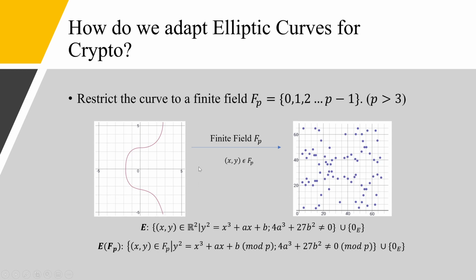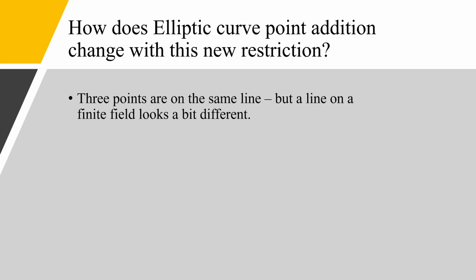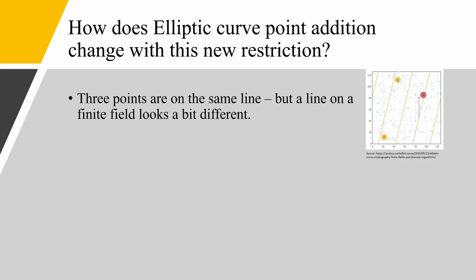That's all that it means to restrict an elliptic curve to a finite field. And do we have to redefine point addition? Do we have to redefine our idea of inverse or identity element? No, we just have to modify it a little bit. A line on a finite field looks slightly different. Instead of extending off into infinity, we cycle back, just like the elements.